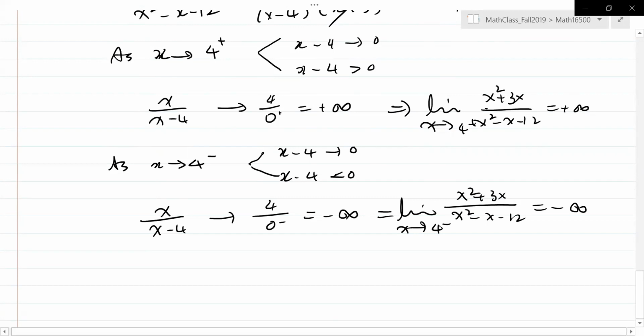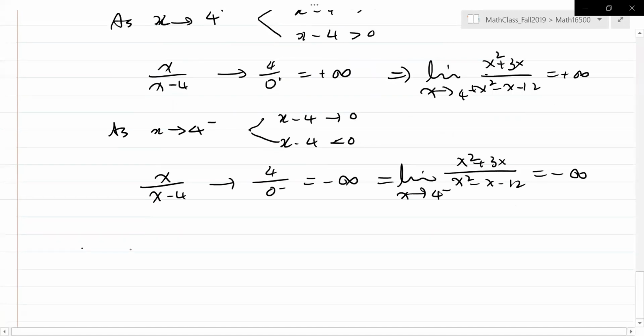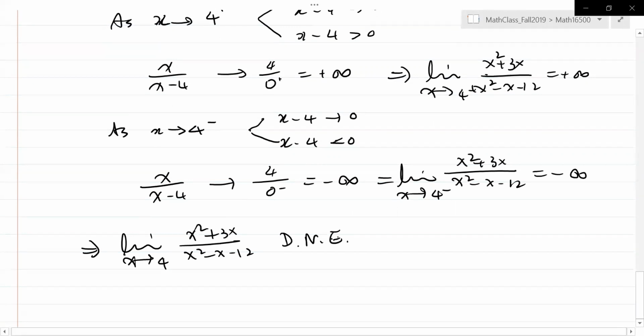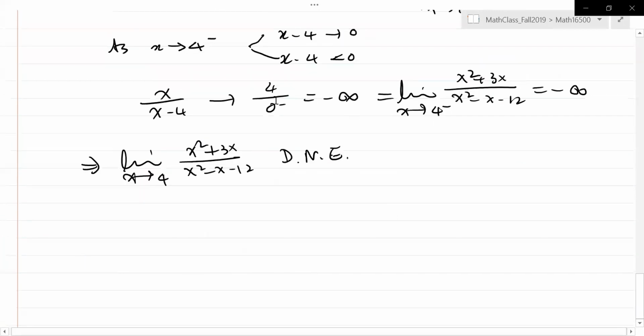Right, great. So now the function approaches two different values as x approaches 4 from the left-hand side and from the right-hand side. So therefore, the limit doesn't exist. You cannot say the limit equals infinity, because you get two completely different infinities. So you can only say that the limit doesn't exist.